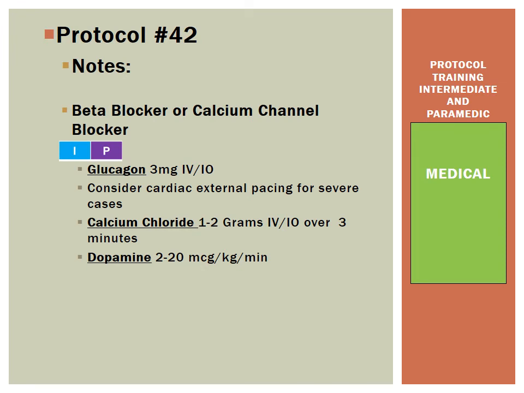For our beta blocker or calcium channel blocker overdoses at the IMP level, we will be administering glucagon, 3 milligrams IV or IO. We want to consider cardiac external pacing for severe cases of bradycardia. Also, calcium chloride at 1 to 2 grams IV IO over 3 minutes, and dopamine as our pressor, 2 to 20 micrograms per kilogram per minute.